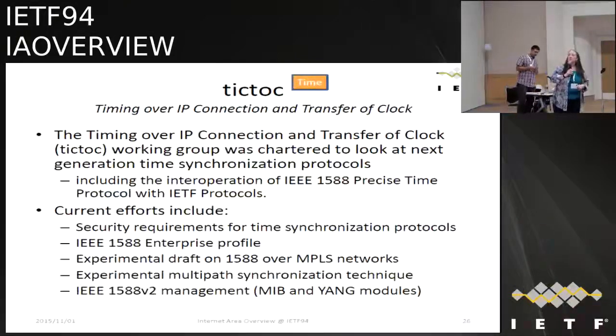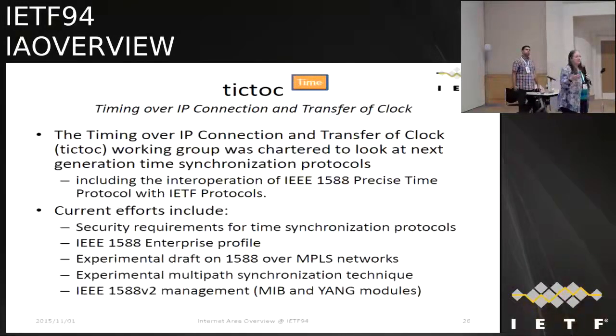So the TikTok working group has published a set of security requirements for time synchronization protocols. It's generic to both PTP and NTP. It's looking at an IEEE 1588 enterprise profile, which is looking at how you operate 1588 over a wide area. It's looking at an experimental draft on 1588 over MPLS. Suresh mentioned earlier that sometimes in the IETF, we want to be able to get interoperability, we want to be able to do testing, but we're not really sure that we have the right solution for a standards track document.